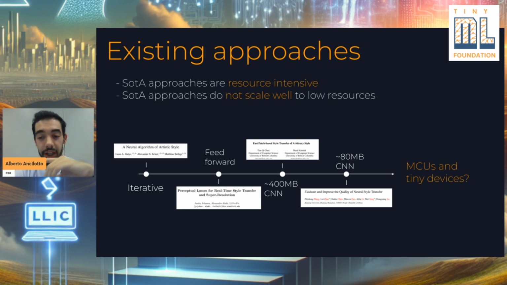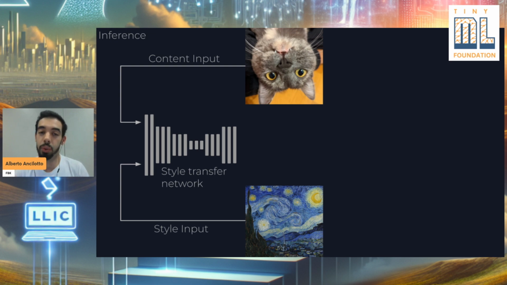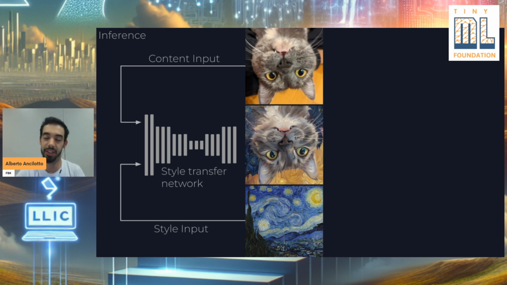I will explain a little bit how these approaches work. The inference of these approaches is very simple. We have our content image, we have our style image, and we have our style transfer network. We just feed content and style inside of our style transfer network, and what we get out is our styled image. This is very simple. The fun part of how these approaches work is actually the training.